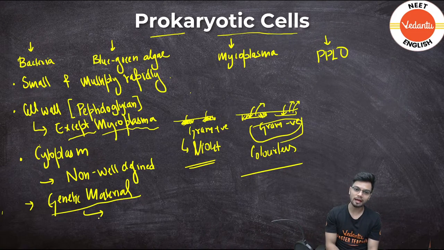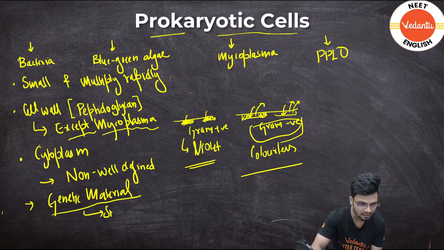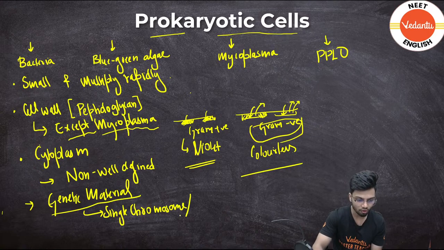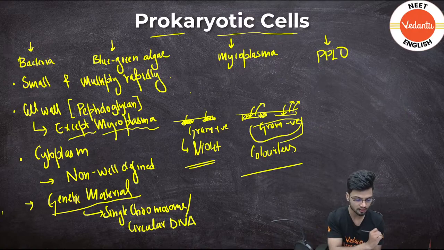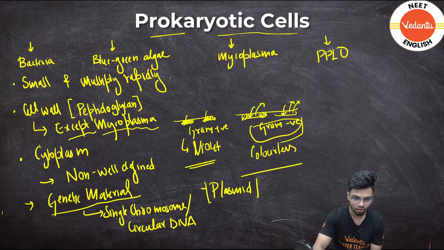genetic material in the case of prokaryotes. Genetic material in the case of prokaryotes is a single chromosome. Also, it could be circular DNA. That is, apart from the circular DNA, there is also something called a plasmid present here.